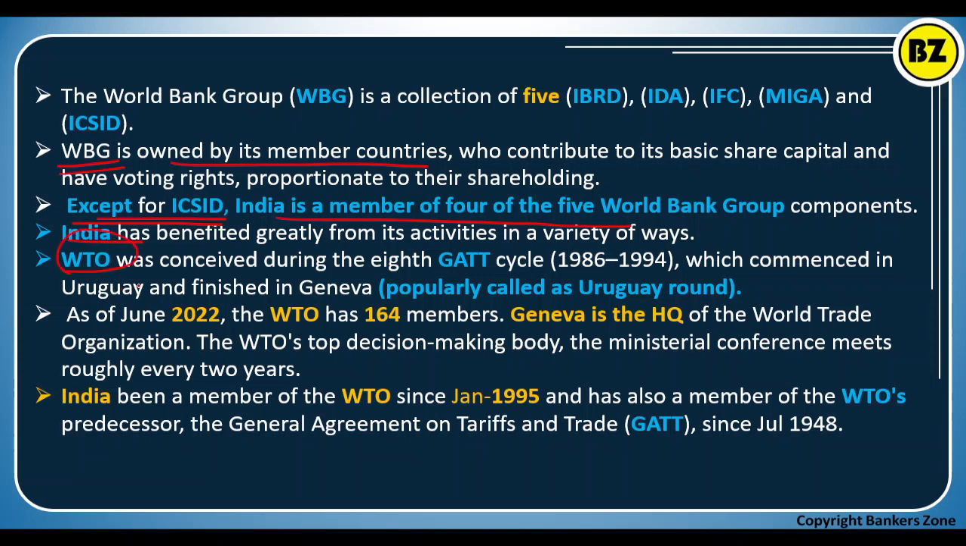WTO, the World Trade Organization, was basically conceived during the 8th GATT cycle, which commenced in Uruguay and finished in Geneva. It is also called the Uruguay Round. So you simply remember GATT; after GATT, the WTO emerged. As of June 2022, WTO has 164 members. Geneva is the headquarters of the WTO. India has been a member of WTO since its inception in 1995. India was also a member of GATT.